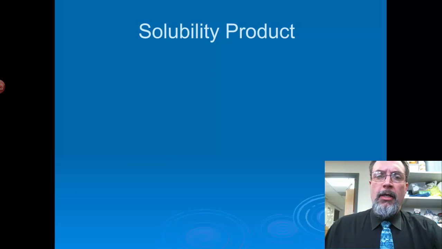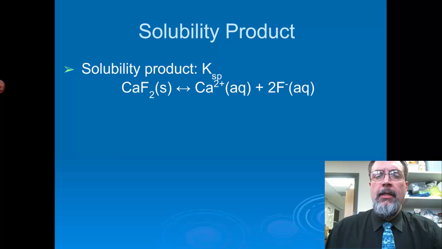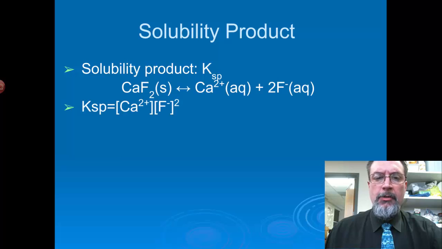The solubility product is nothing more than an equilibrium constant. It's called KSP. It's calculated exactly the same way. Here's our calcium fluoride splitting or ionizing into calcium and fluoride ions. The solubility product is the concentration of calcium 2 plus times the concentration of fluoride ions squared, because it has a coefficient of 2.